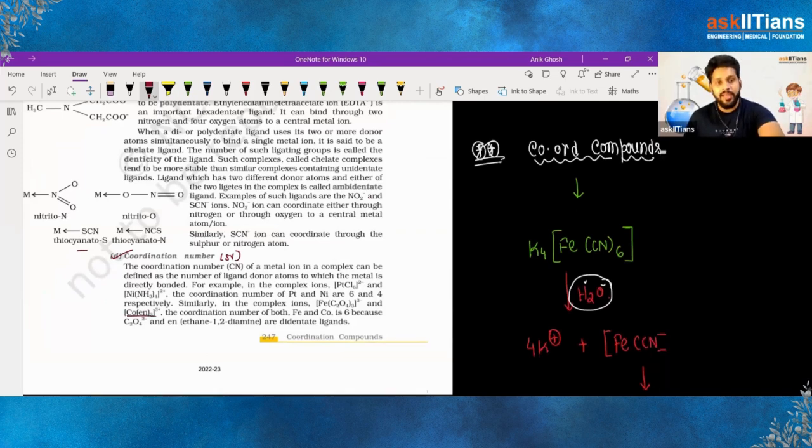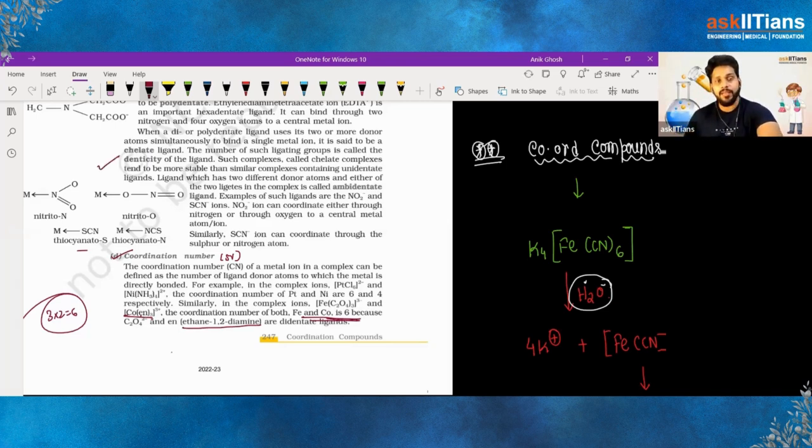Like Co(en)3, guys, en is a bidentate ligand. So 3 into 2, the total coordination number will be 6 over here, right? I guess the coordination number should be written for both. Similarly, for the coordination compound with oxalate, C2O4 2-, this is also 6 because it's a bidentate ligand and 3 of them are there. So the coordination number is 6, as you can see, for both. Ethylene diamine can also be written as ethane-1,2-diamine. Same thing, guys: ethane, and on the 1 and 2 carbon you have diamine.